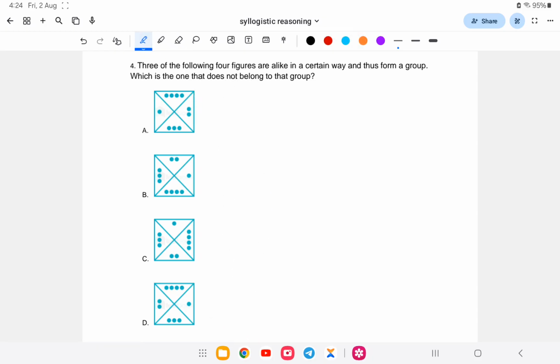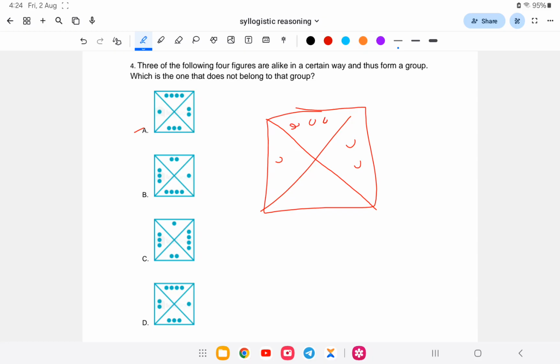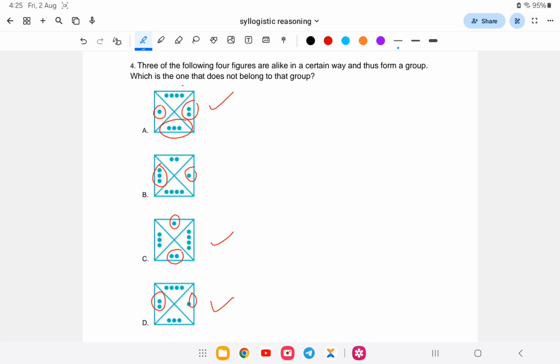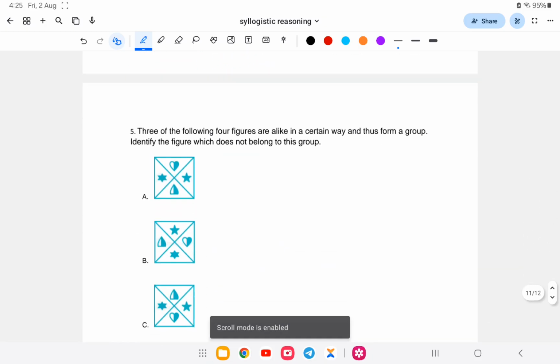First check the figures. In each figure, the dots correspond to each other. So 2 is opposite to 1, and 3 is opposite to 4. This is the pattern in the same figures, because the opposite numbers are fixed. Except for figure B, where instead 2 and 3 face 1 at the corner. So this is the correct answer, that is, option B is the correct answer. Let us go to the next question.